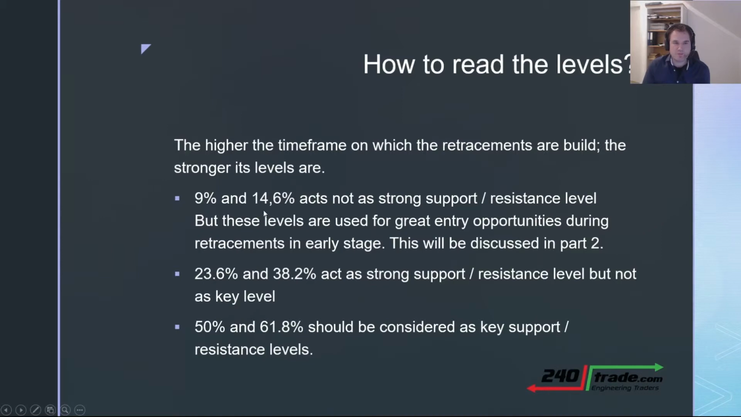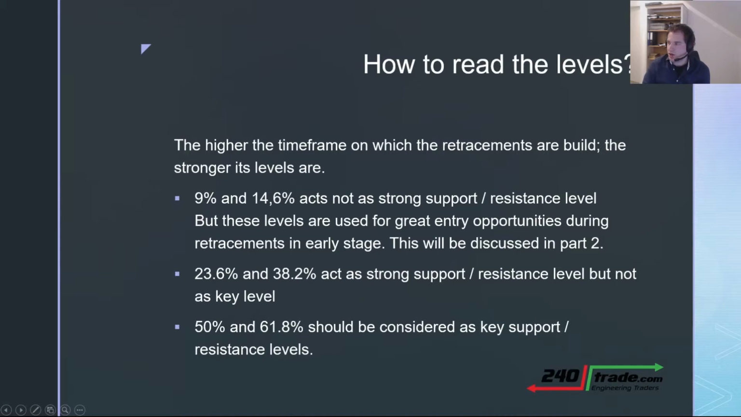So 9% and 14.6 act not as a strong support resistance level, but these levels are used for great entry opportunity during retracement at early stage. Like I already said, in this webinar we will discuss that in part 2. The 23 and the 38.2 act as a strong support resistance level, but not as key level. 50% and 61.8 should be considered as a key support resistance level.